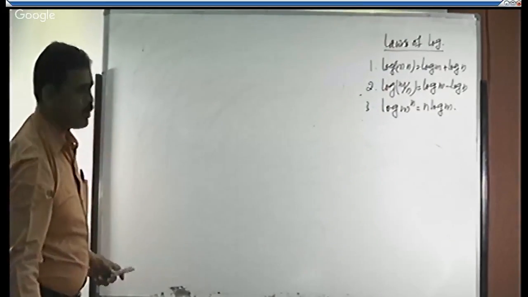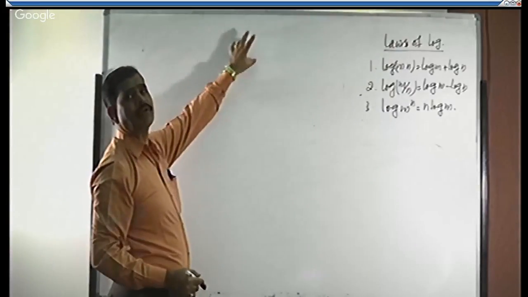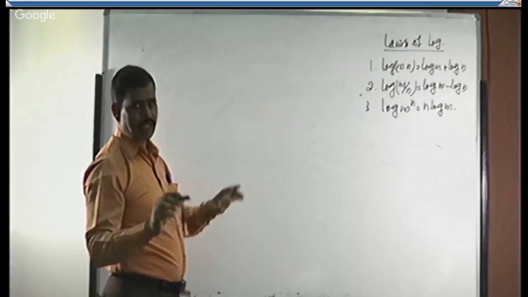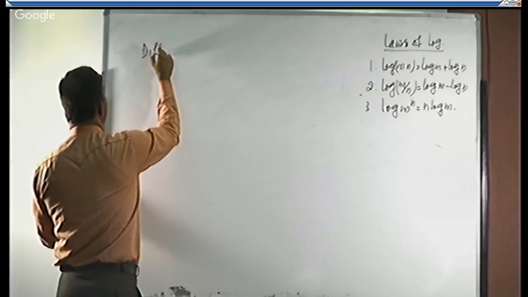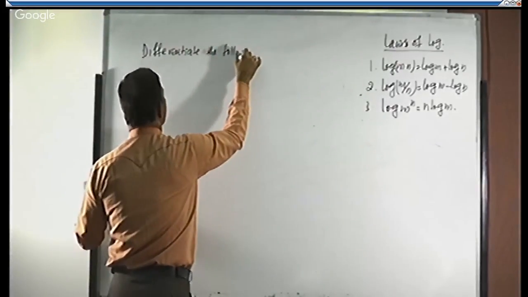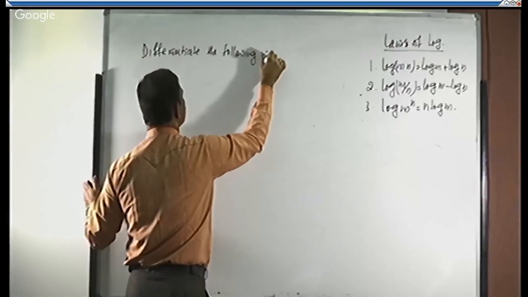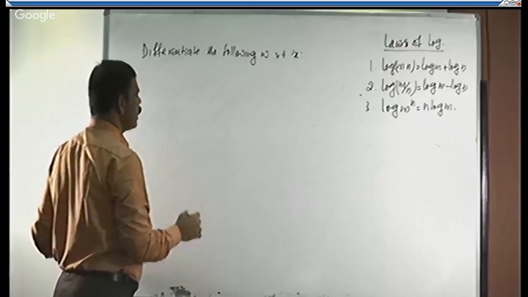They will not mention here 'use logarithms to differentiate the following.' They don't give anything. They just give you like this: differentiate the following with respect to x. They give it like this only.